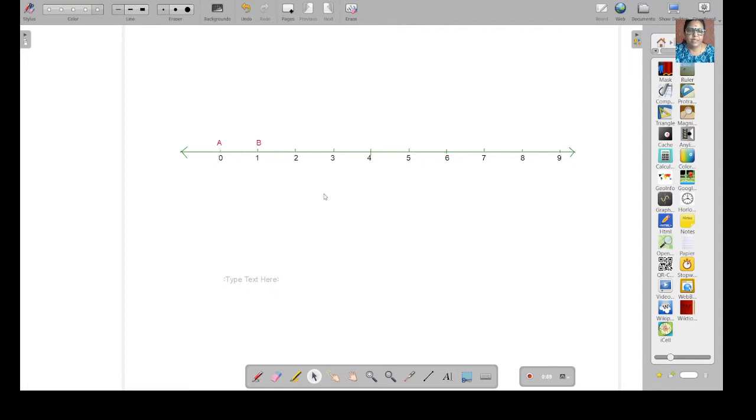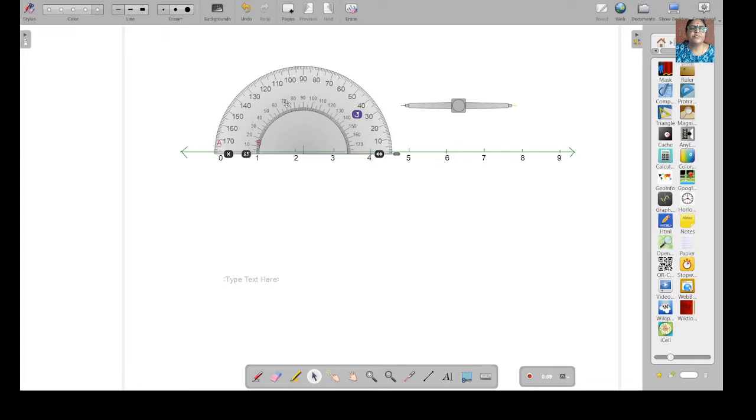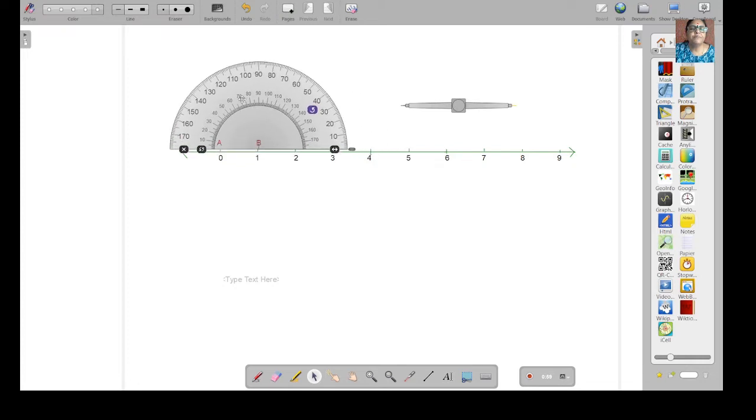Mark AB on the number line. So this AB is equal to 1 unit. Now you need to draw a line perpendicular to AB and mark 1 unit on that perpendicular line. How to do that? Take the scale. So first you have to take the protractor. Keep the center of the protractor on B.